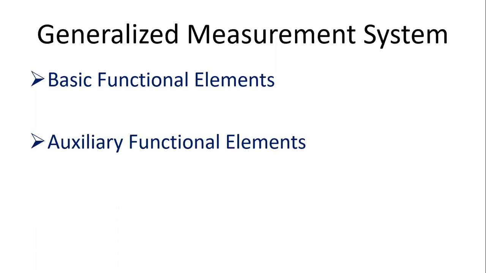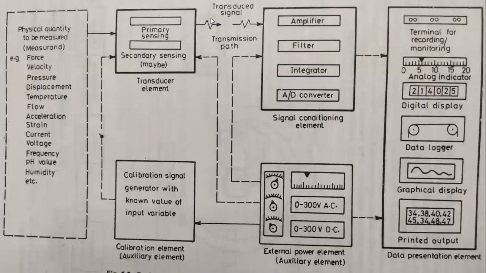So let's understand this with a block diagram. These are all the physical parameters which we have. Any physical quantity which is to be measured, we normally call it a measurand. They can be force, velocity, pressure, displacement, temperature, flow, acceleration, strain, current, voltage, frequency, pH value, humidity, etc. So this is basically a measurand.